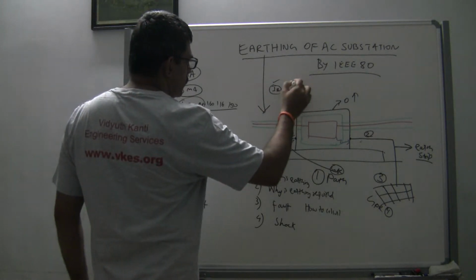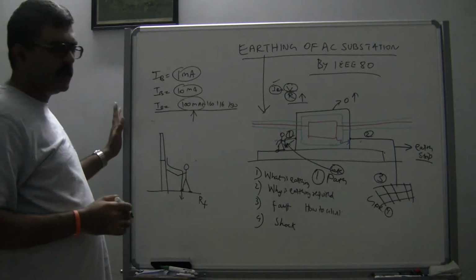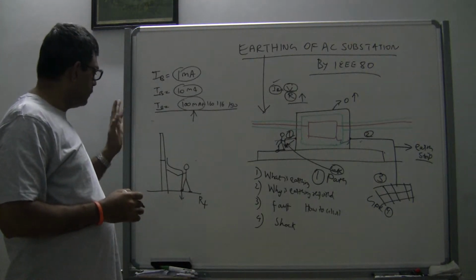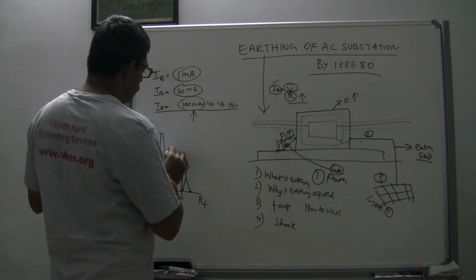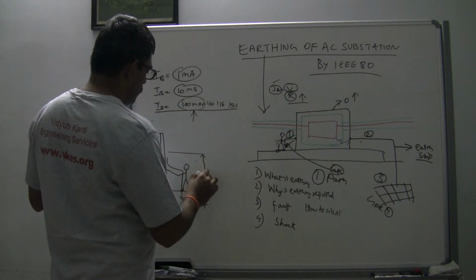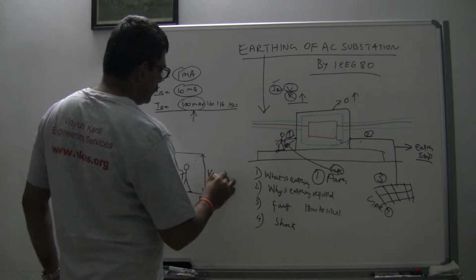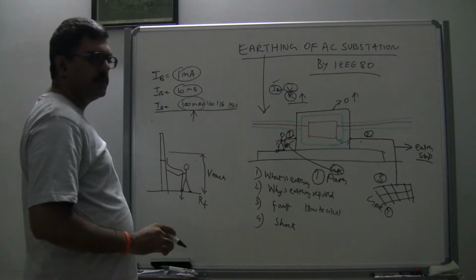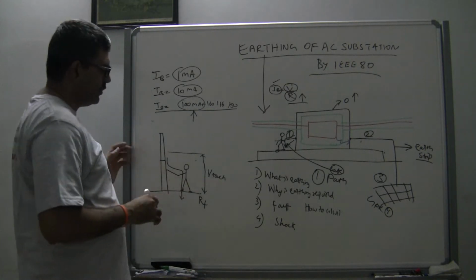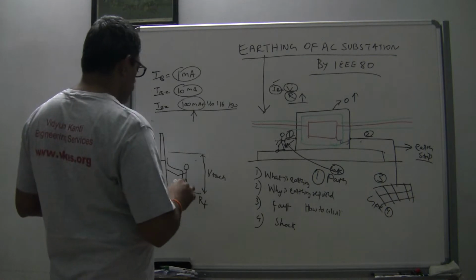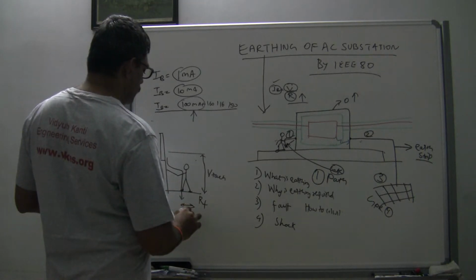Then next, regarding this voltage, what is this voltage? When a person touches an object, the voltage between his hand and foot, we call it touch voltage. IEEE is all about this touch and step potential, and this voltage is called the step voltage.